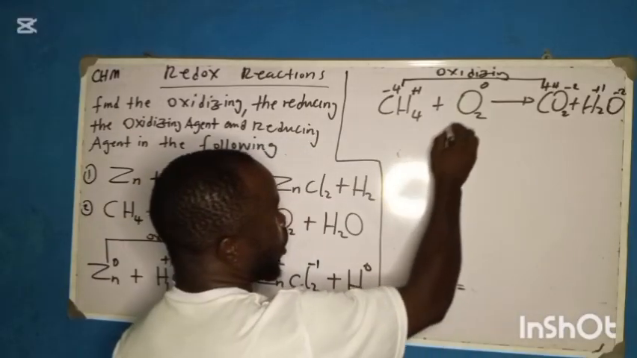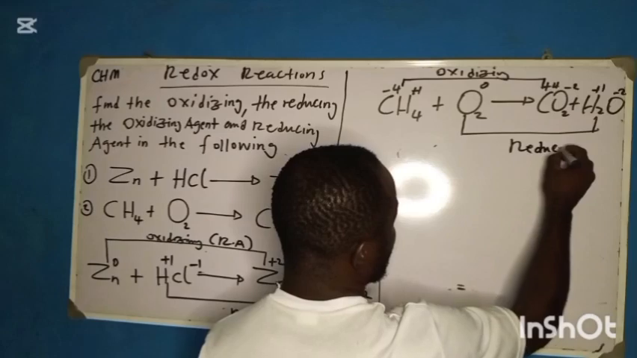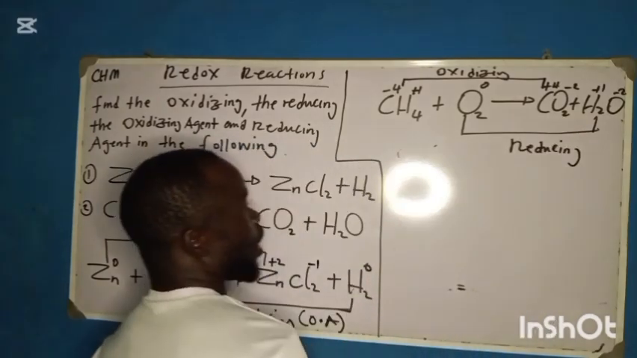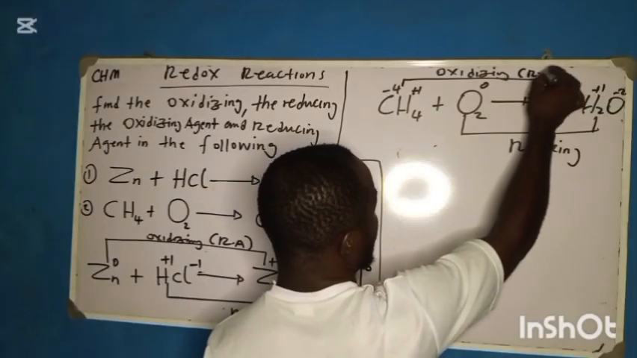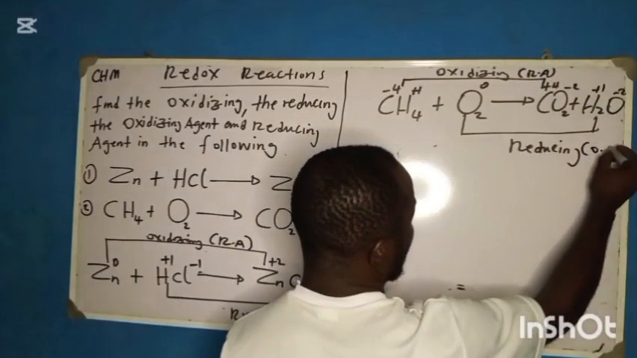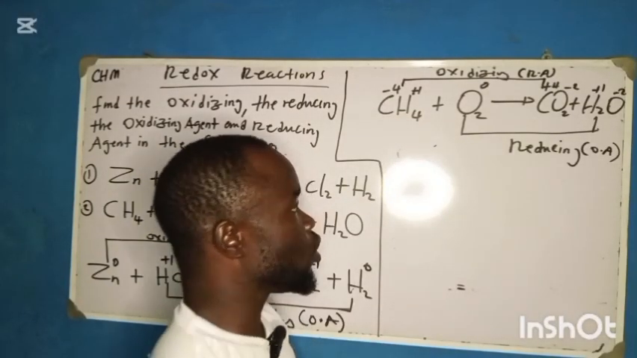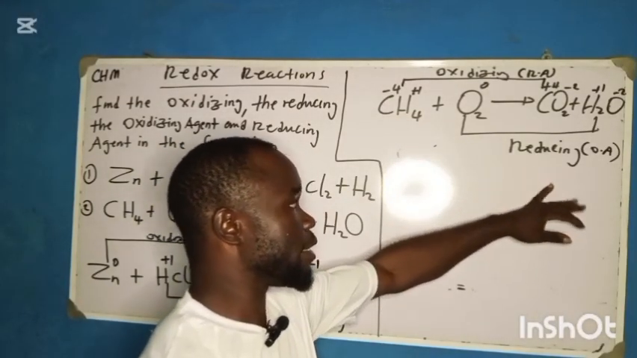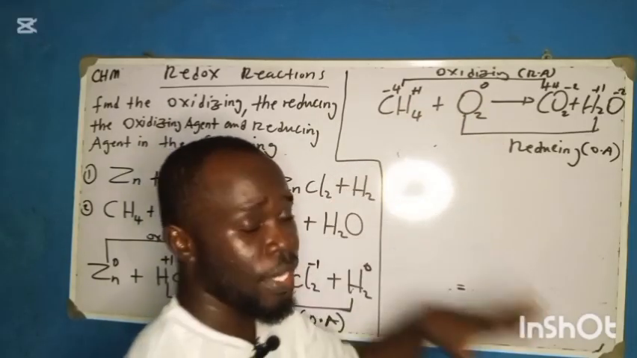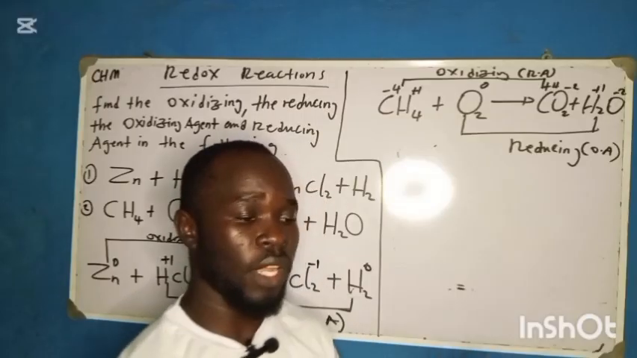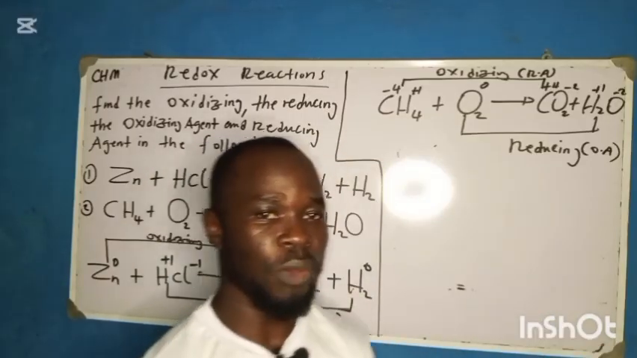So this carbon is oxidizing, and then oxygen is reducing. I recall I said that an element oxidizing becomes the reducing agent, and the one reducing becomes the oxidizing agent. Because an oxidizing agent leads to decrease in oxidation number, meanwhile a reducing agent leads to increase in oxidation number of elements. So with this now, you can take more examples and express yourself and you get to know it better.